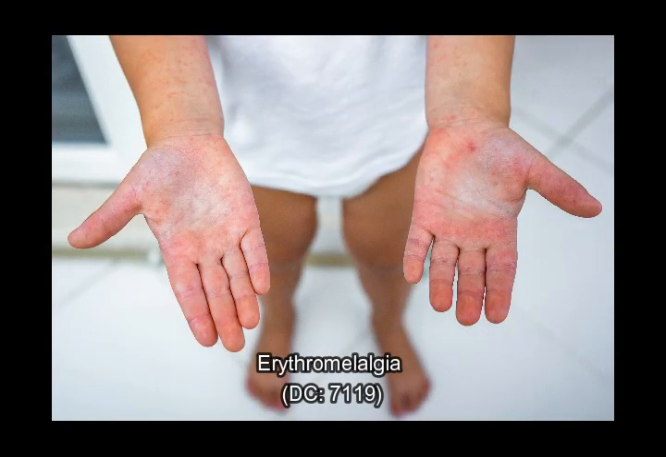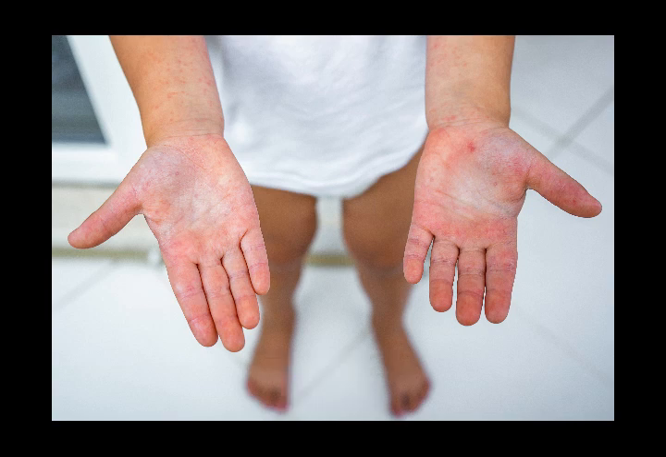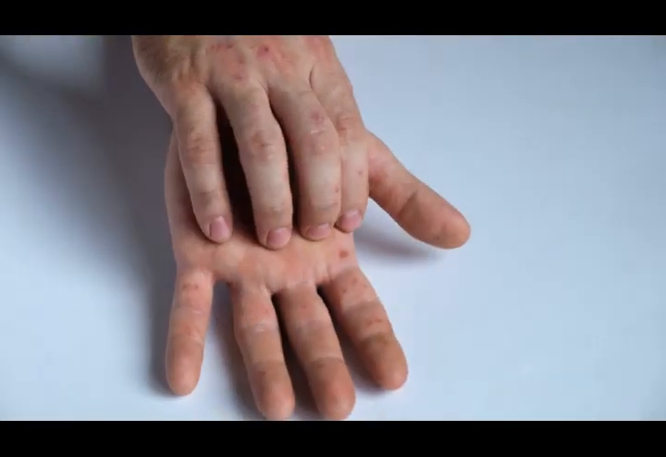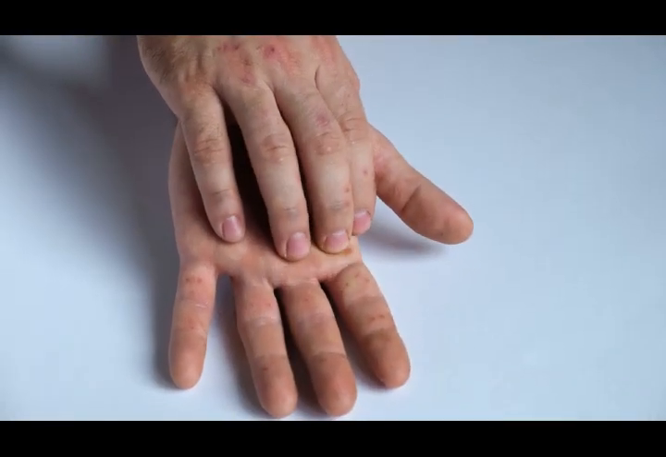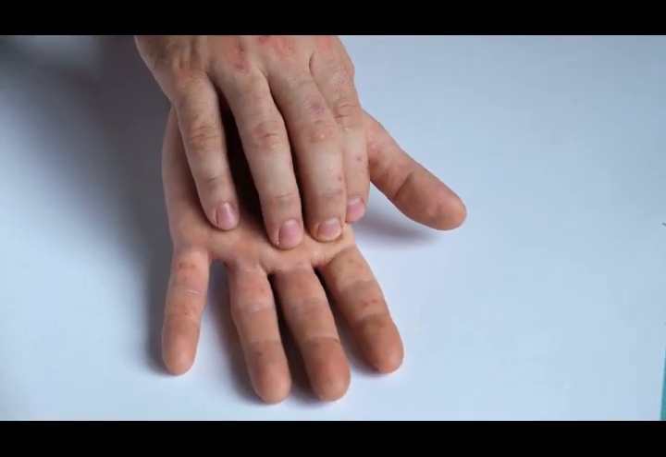Erythromelalgia. Diagnostic code 7119. Erythromelalgia is a rare condition characterized by episodes of burning pain, redness, and increased temperature in the hands and feet, often triggered by warmth or exercise. Characteristic attacks occurring more than once a day, restricting most routine activities, rating 100%.